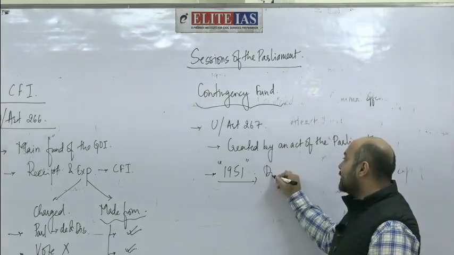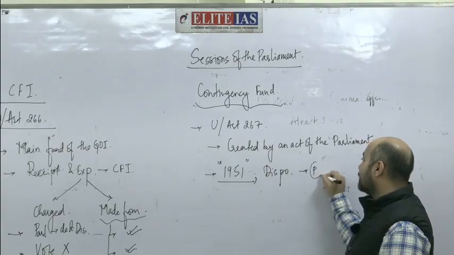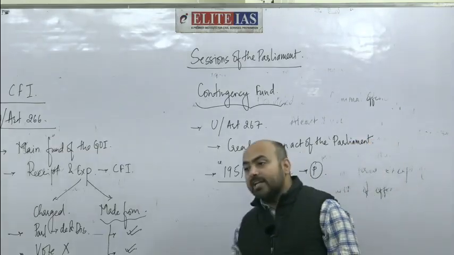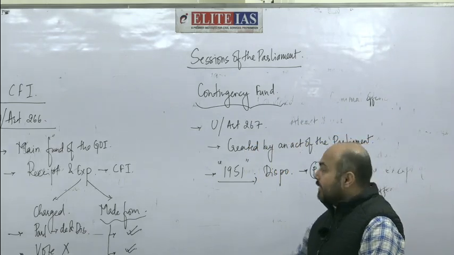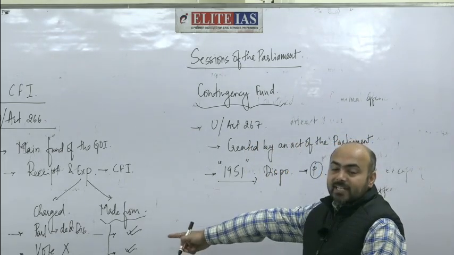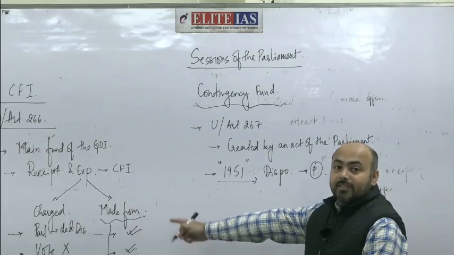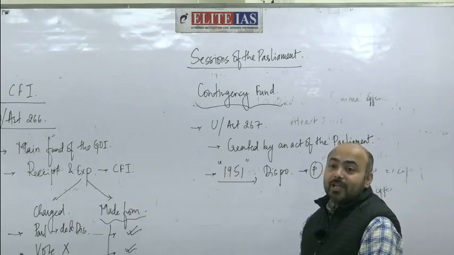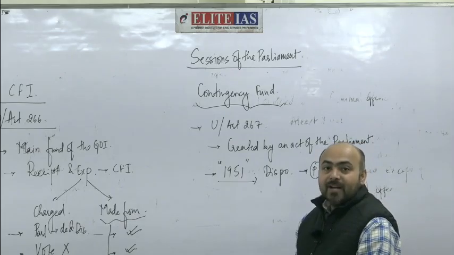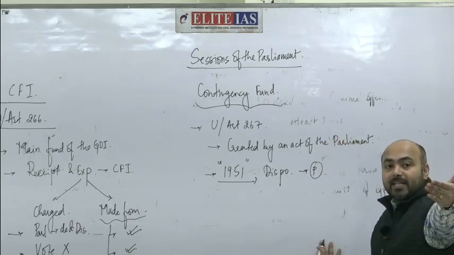This fund is at the disposal of the President of India. See, you can see here, this fund is at the disposal of whom? Consolidated fund is at the disposal of Parliament. So Parliament authorizes expenditure. Here it is the President who can take up expenditure.